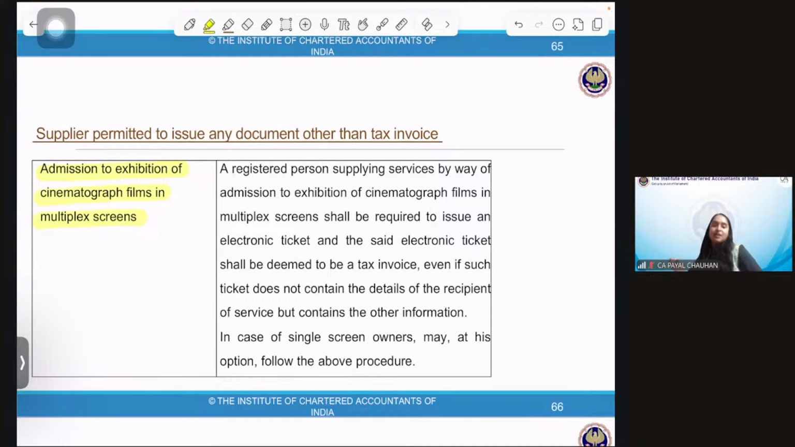Now, we are talking about the next, the movie ticket. See, movie ticket, when you take it in a physical form, it's a white slip, right?